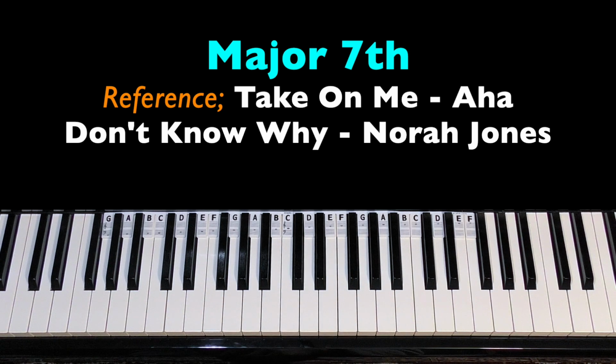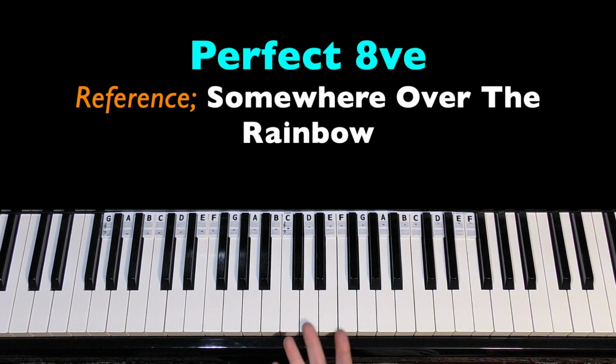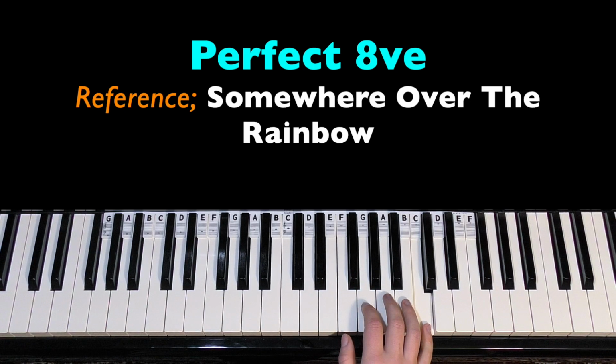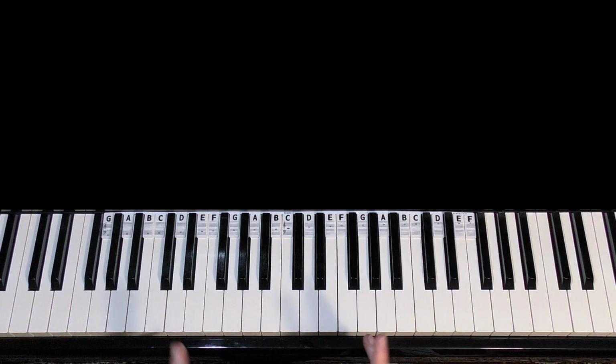And then a perfect octave or an eighth, very famous, Somewhere Over the Rainbow, Judy Garland from Wizard of Oz. Somewhere over the rainbow. Some of them are quite tricky to find identifiable, universally recognisable songs or pieces of music from. I'm sure you can find others if you search on the internet. These are just the ones that I mostly use.